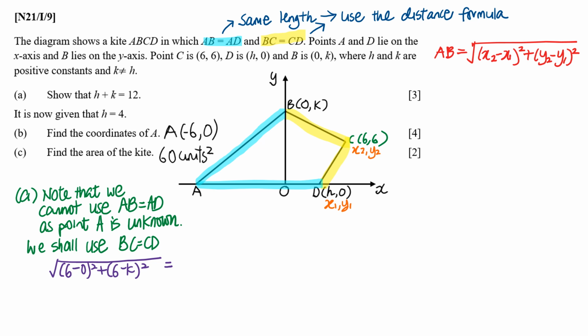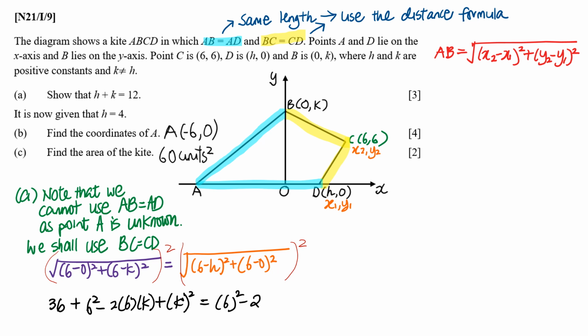Then again, do the correct substitution for your x2, x1, and y2, y1. So you have a square root equal to a square root. When you square both sides, you simply remove the square root. So the next step is just to square both sides, and the following step is simply expanding this. 6 minus 0 is 6, so we square it, you get 36.